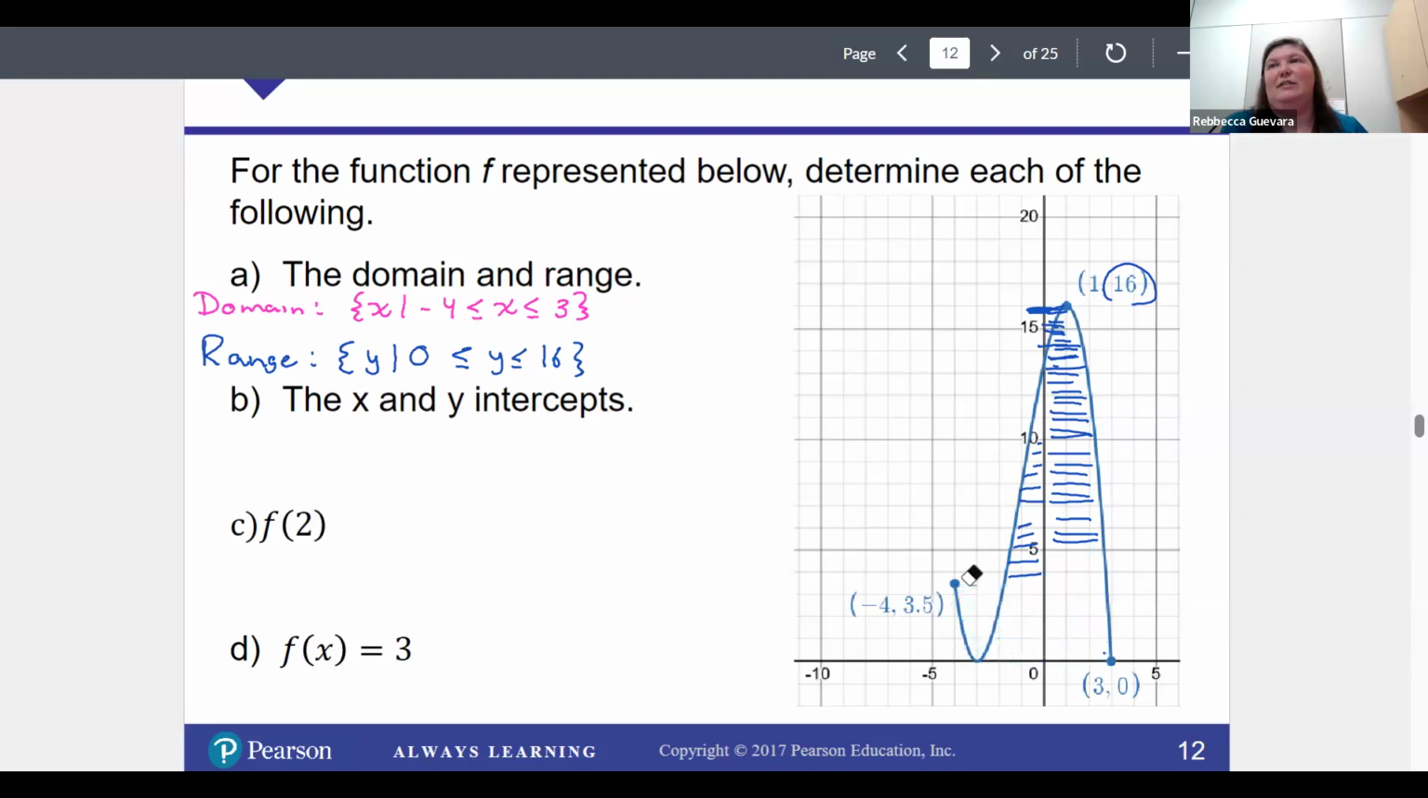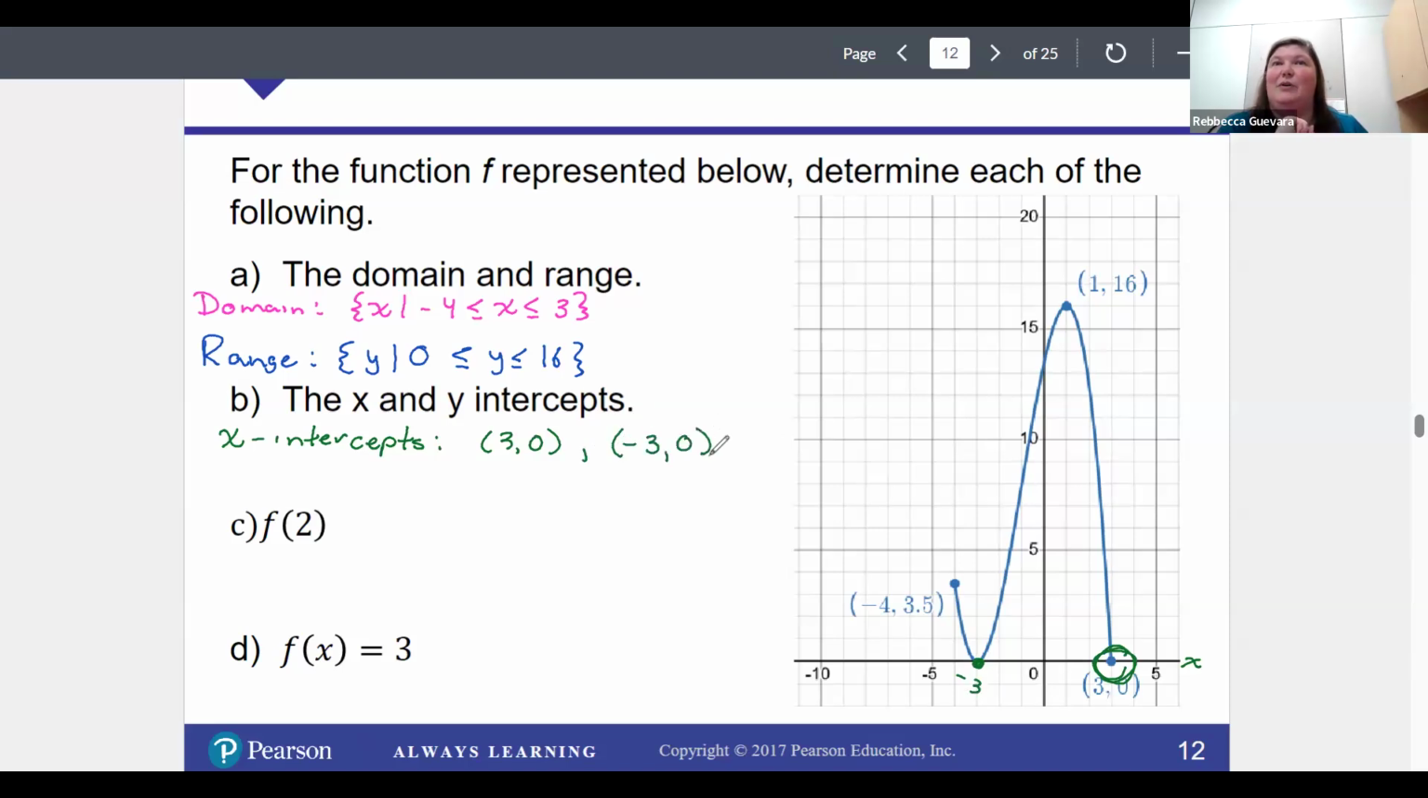Okay, so x and y intercepts. We have one labeled on here already. This point here is (3, 0), so it's where it intercepts the x-axis. So one of my x-intercepts is (3, 0). We actually have 2 of them, because over here is one more. That is about -3 here. So this is another one at x is -3, y is 0.